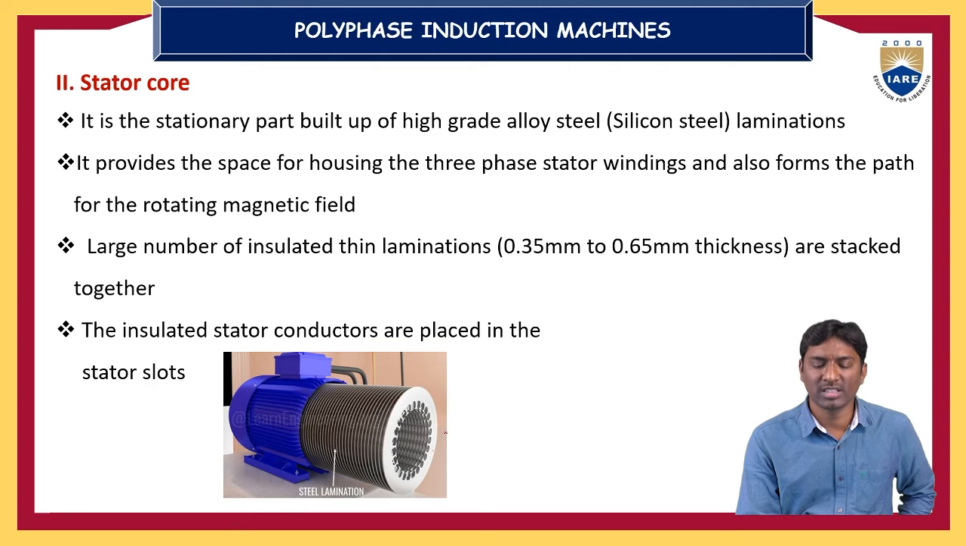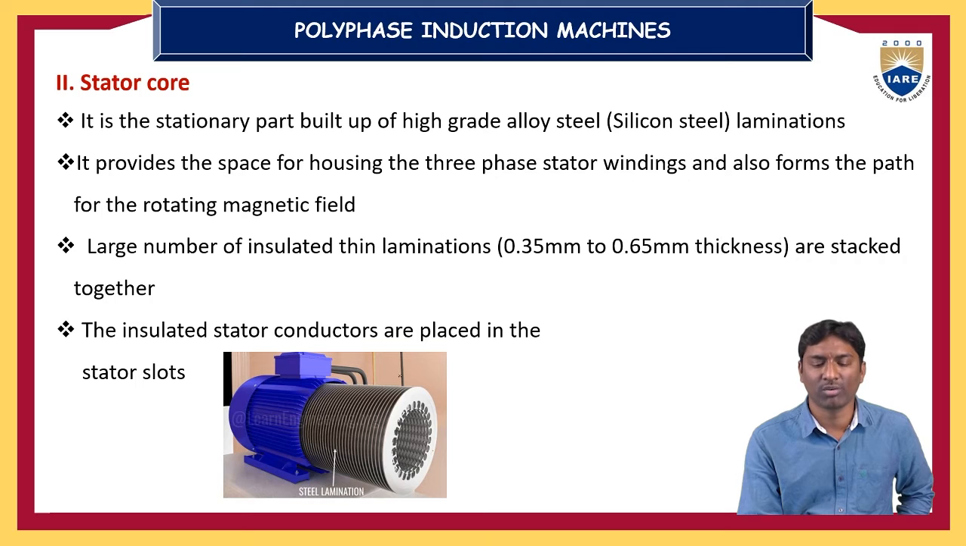It is built up of high grade alloy steel, that is silicon steel. We are not using CRGO steel here in the stator or rotor construction of the induction machine, because of the low reluctance in the case of CRGO steel. That's why we are using only silicon steel laminations, to reduce the reluctance path in both the rotor and the stator.